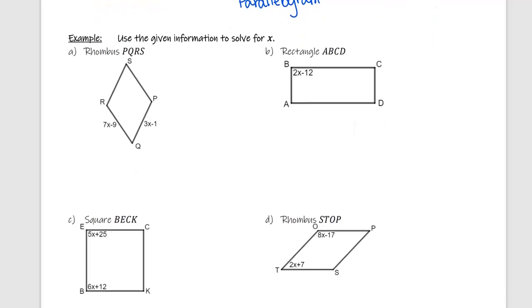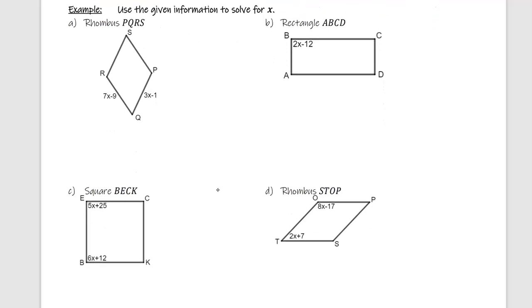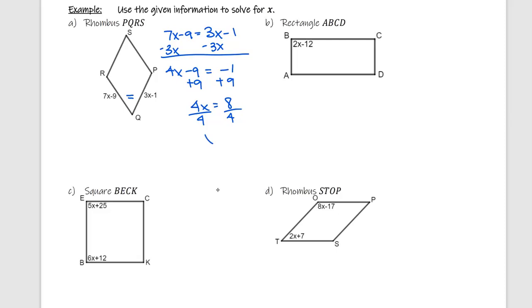All right, down here we are going to set these sides equal because it is a rhombus, so all sides are equal. So we're going to take 7x minus 9 and set it equal to 3x minus 1. And subtract our 3x from both sides. And add 9. So 4x is equal to 8, and divide by 4, so x equals 2.